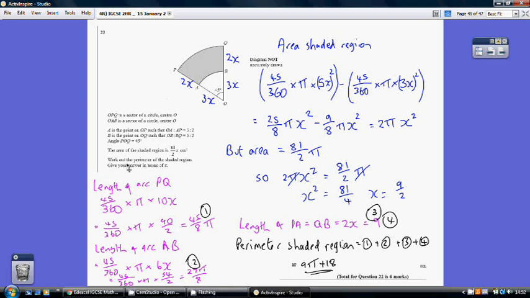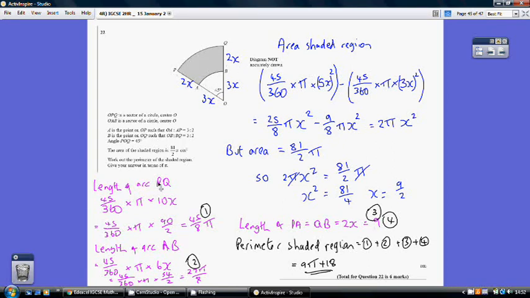So the question asked me to work out the perimeter of the shaded region. So running around the shaded region, that's going to be PA, which is 2 lots of x. 2 lots of 4.5 is 9. So there's going to be a 9 and another 9. So 2 9s, but also the length of the arc PQ and the length of the arc AB. So AB plus 9 plus PQ plus 9 will be my total perimeter.